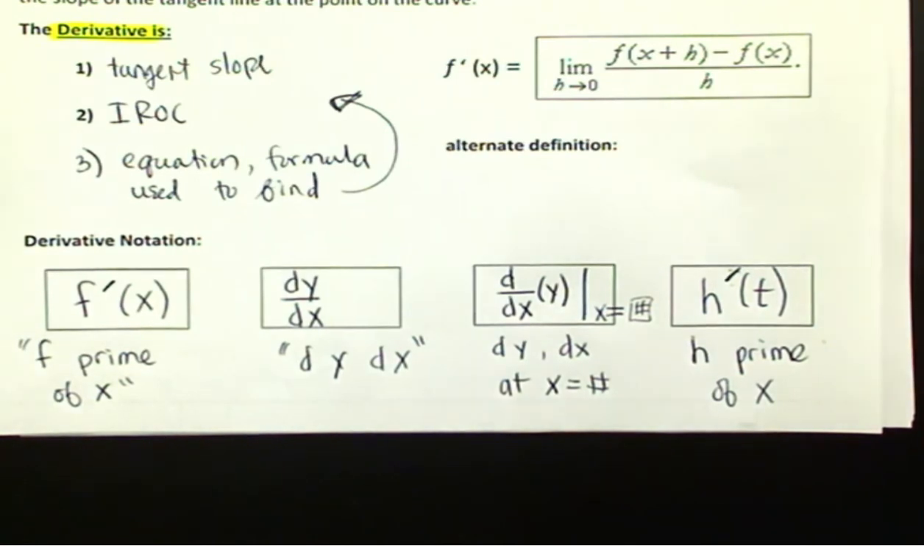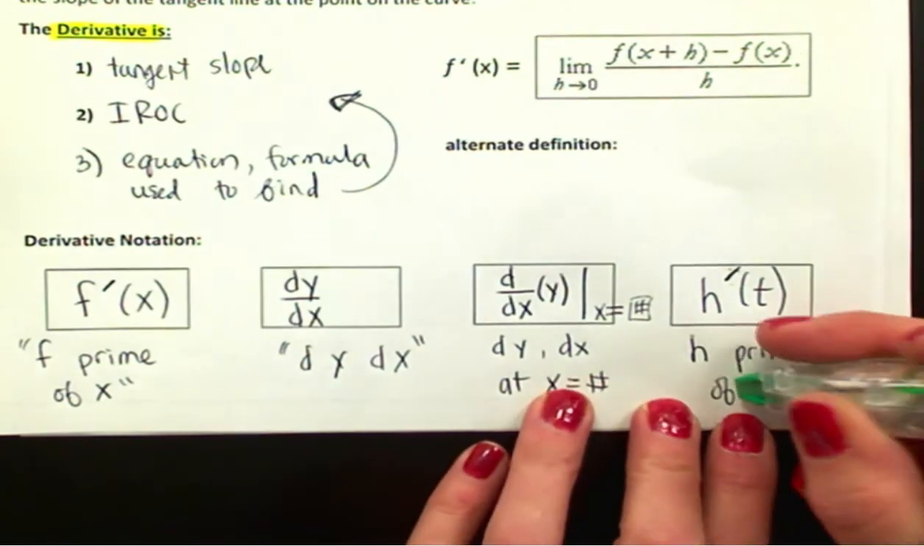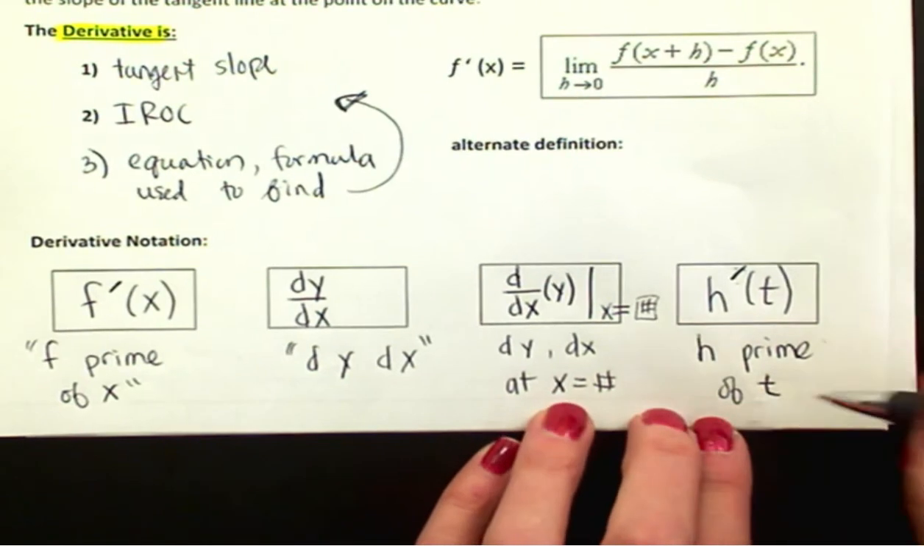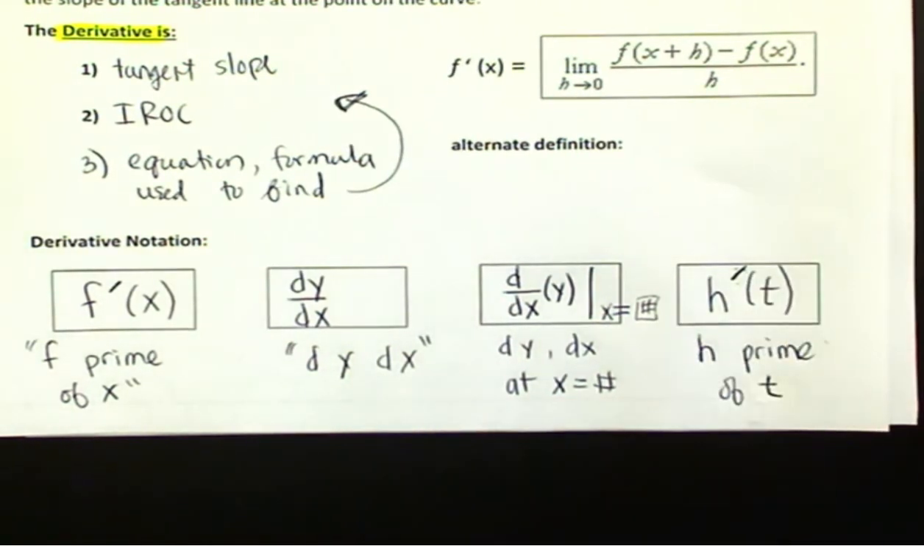Your goal today, yes. Should be T. It happens a lot. All right, T. H prime of T. It's more the placement of the letters that is how you say it.